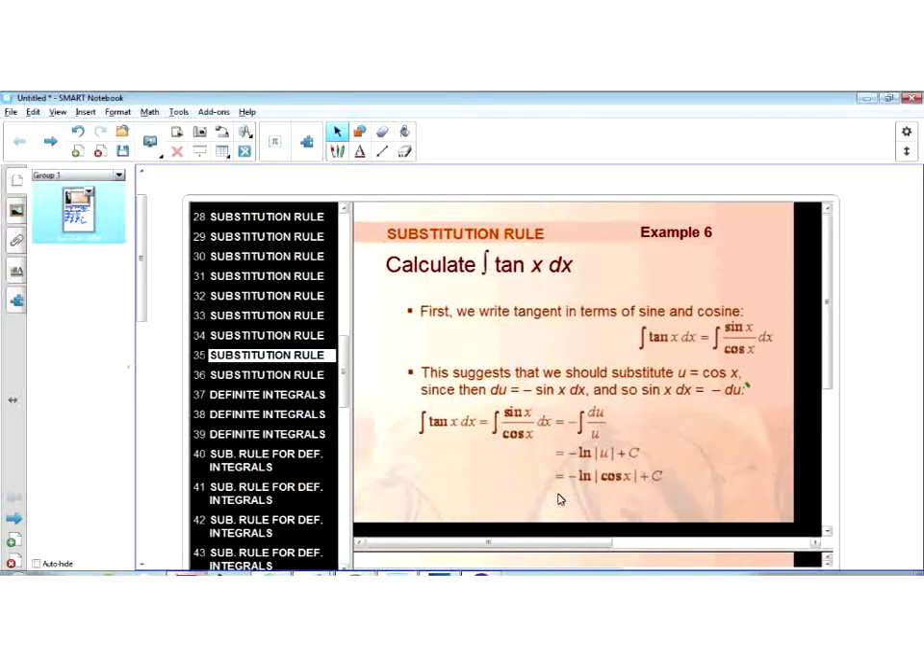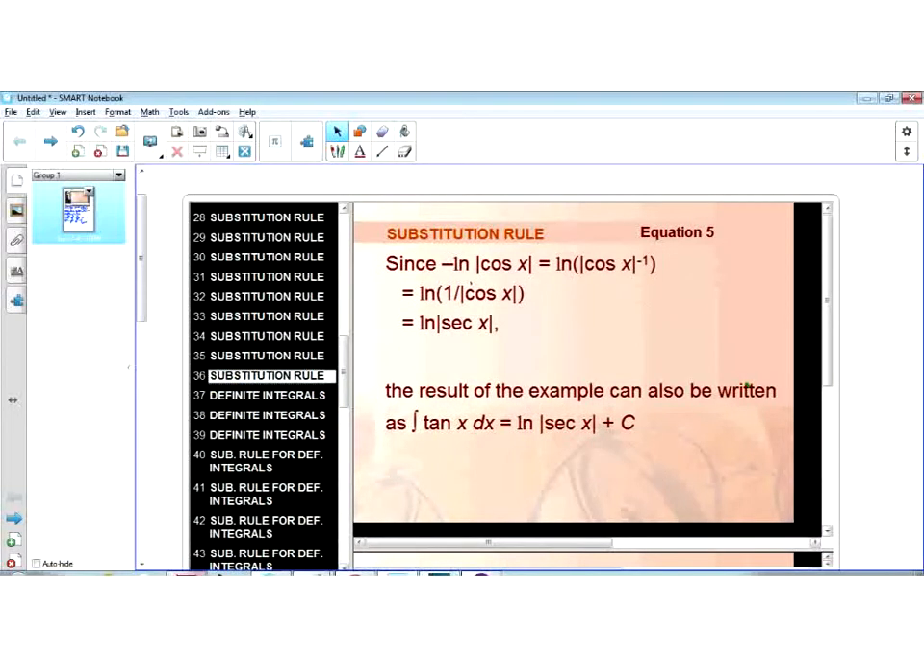So this is the antiderivative of the tan function. Okay, all right. And since the negative of the natural log of the absolute value of cosine x is equal to the natural log of the absolute value of cosine x to the negative 1, which is 1 over cosine, it's actually the natural log of the absolute value of the secant function. So you can also write the indefinite integral of tan x is equal to the natural log of the absolute value of the secant function plus your integration constant.